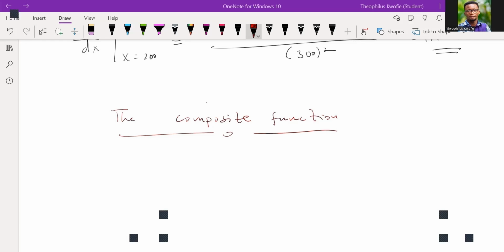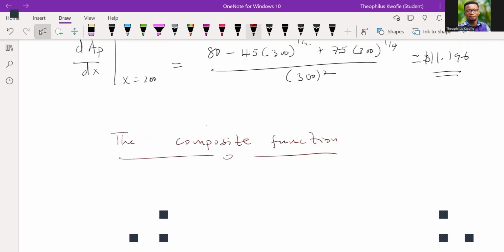Hello, everyone. I want us to look at a very important definition or concept that is very foundational to the chain rule, and that is known as the composite function. It's a function of two or more functions where the output of one function is the input of the other. So if I have two functions, then they are composed. There's a way we denote that this is a composite function.